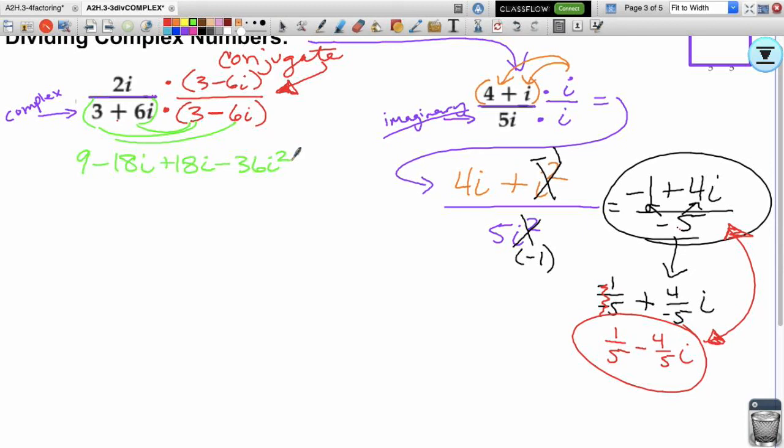What's going to happen here? Yeah, look at those middle terms. Gone, gone. You might be like, but Mrs. White, still doesn't work. It does, because i squared is equal to negative 1. So this becomes 9 instead of minus 36, right? It becomes plus 36. My denominator right now is 45.